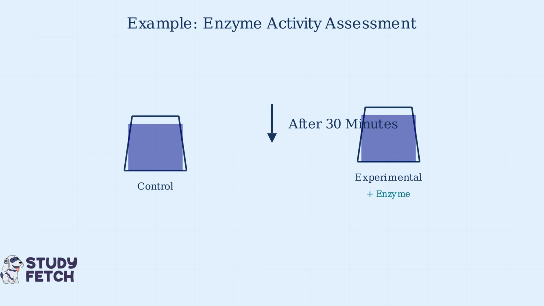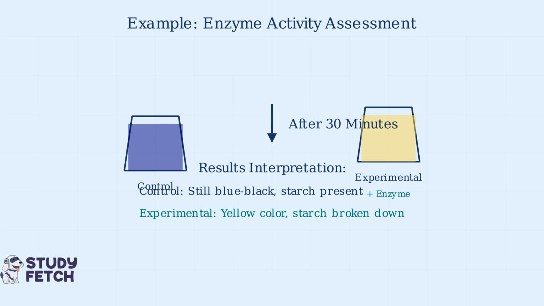After 30 minutes, we observe the results. The enzyme in the experimental beaker has broken down the starch. Let's interpret these results. In our control beaker, which contains no enzyme, the blue-black color remains, indicating starch is still present. In the experimental beaker, the solution has turned yellow, showing the enzyme has broken down the starch.